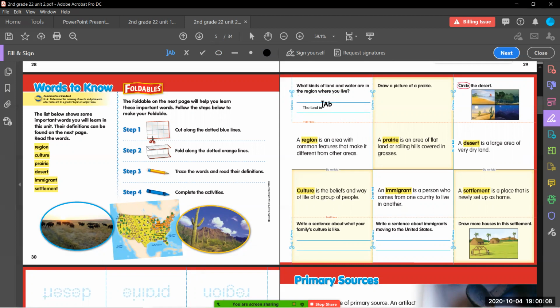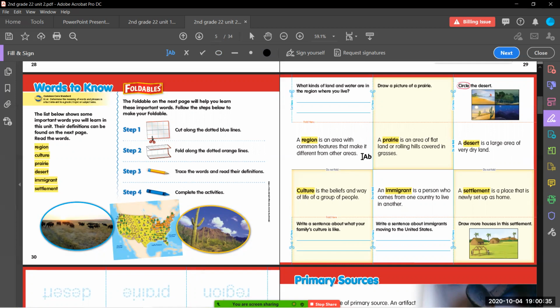That's okay. So what you're going to be doing in these sections is you're going to make sure that you are typing or writing out your answer. Now, we know that a region is an area that has common features. That means the whole area has a lot of the same things in it that make it different from other areas. So the desert is one region, right, where it's hot and dry and it gets very little rain. That's the same for the whole desert area.